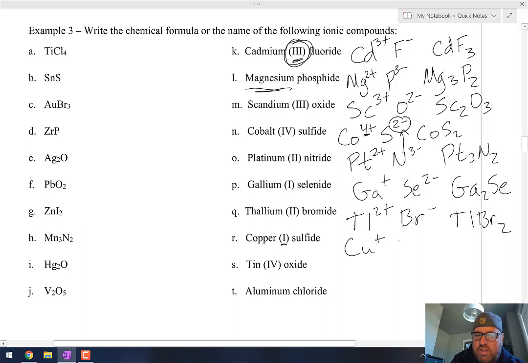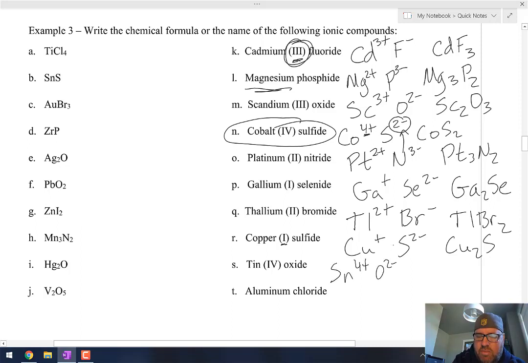Copper 1 is Cu, or Cu with a plus charge, and then S2-, so it'd be Cu2S. Tin 4 oxide is going to look very similar to this one up here. You're going to have tin with a +4 and oxygen with a -2. So again, to cancel those out, you just need the 2 oxygens. So you're going to have SnO2. Okay, and again, you can switch them, but then you do have to reduce them.